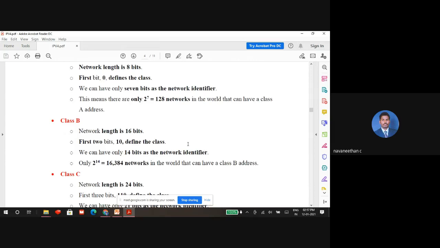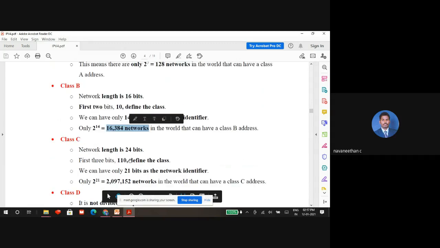First 2 bytes represent net ID. First 2 bytes means 8 plus 8, it is 16. Among these, the first 2 bits we are using, right? So if the second bit in the first byte is 0, then it is a class B address, so it is 10. Okay, fine. So the remaining will be 16 minus 2, it is 14. 2 to the power 14. So this many values will act as a net ID.